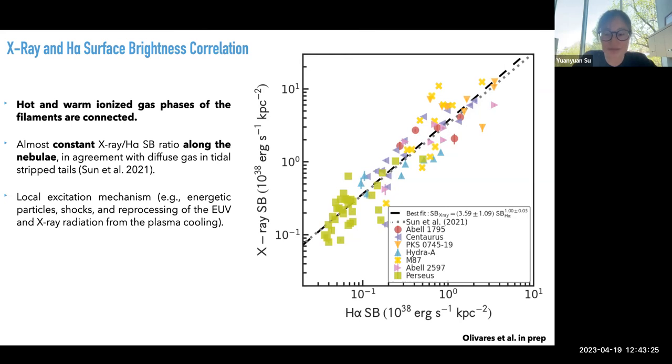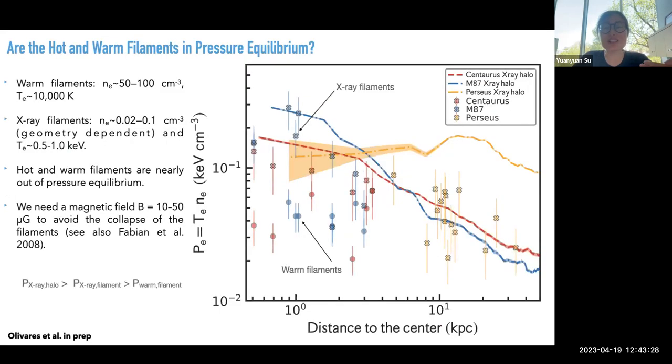Yeah, okay, since we have already come this far, we just take a step forward. We compared the pressure of the X-ray filament, the H alpha filament, and the surrounding X-ray halo, and we found that within the filament, the pressure is really low. And so to prevent it from collapsing, our study suggests that we expect a level of magnetic field of actually quite high, more than 10 microgauss within the filaments, to keep it stable. I'm concluding the first part of my talk, and Valeria is currently writing a paper on this result.